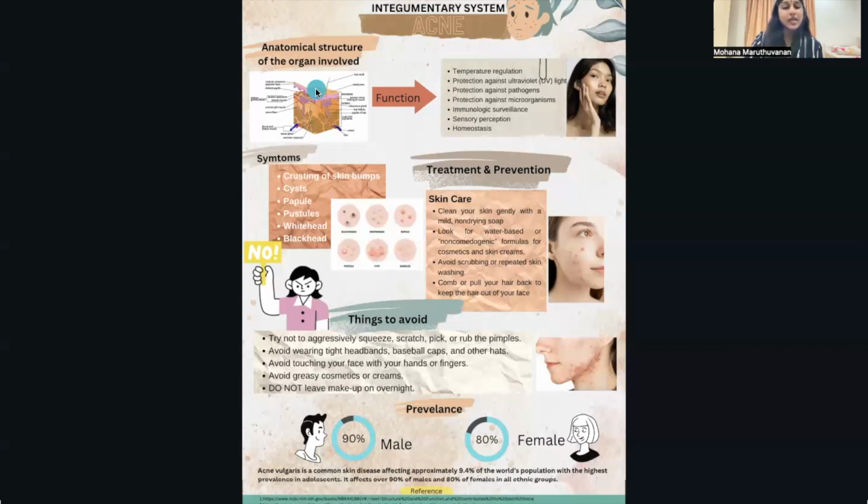As the last part, I will explain the prevalence of acne. Acne, as we know, is a common skin disease affecting approximately 9.4% of the world's population, with the highest prevalence in adolescents. It affects over 90% of males and 80% of females in all ethnic groups. The prevalence of acne in adolescents and adults varies among countries and ethnic groups.